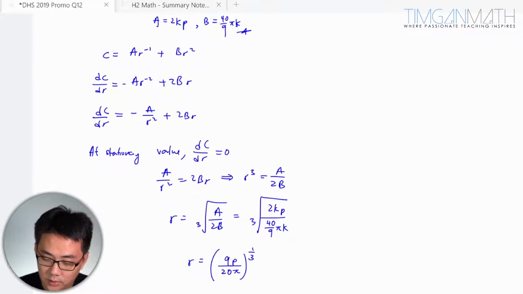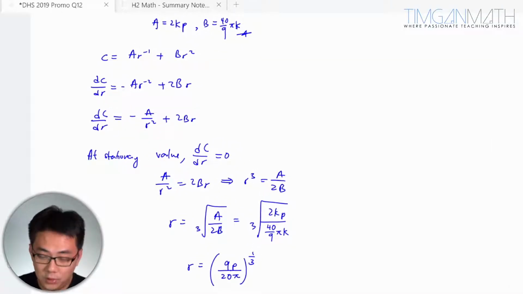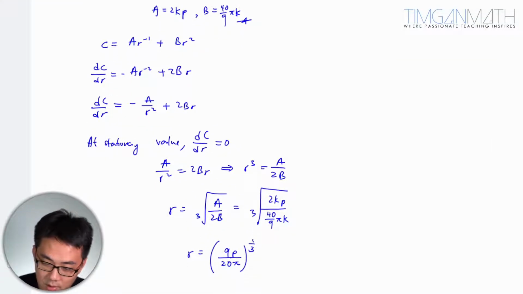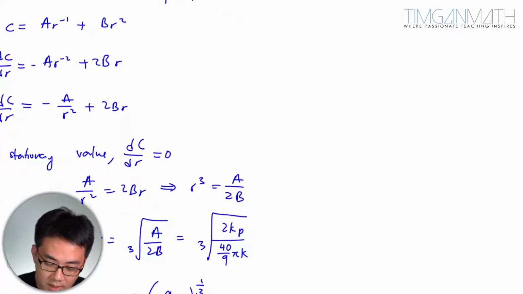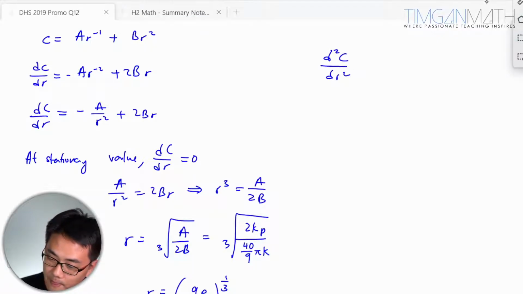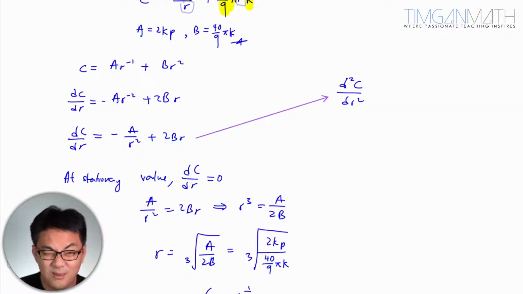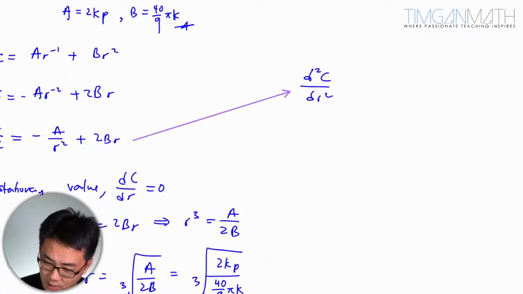Stationary value 0. So to show C has a minimum as R varies, you need to show that it is a minimum. So what I'm going to do is just continue using the second derivative. Second derivative here will be d squared C over dR squared. So second derivative to show that it's minimum, we need to show that d squared C over dR squared is indeed bigger than 0 at this juncture here. So this will be, okay, I'll differentiate this part.